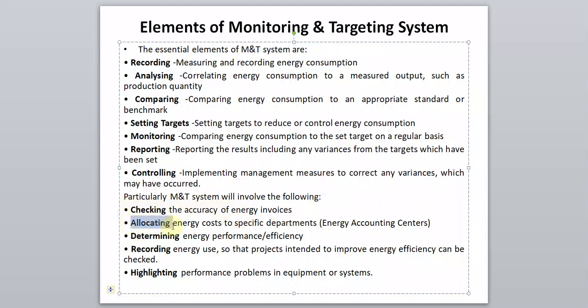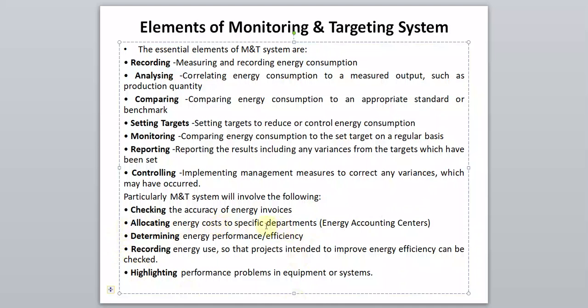Next is allocation. So allocating energy cost to specific departments. Now this is nothing but the budget. I think you are all aware of the Indian Parliament and the budget. Each and every department like hospitality, finance, railways, and electricity and gas, etc. All the departments are sanctioned some budgets, in 1,000 crores and 100 crores, etc. That is very similar to allocation of energy cost to departments.